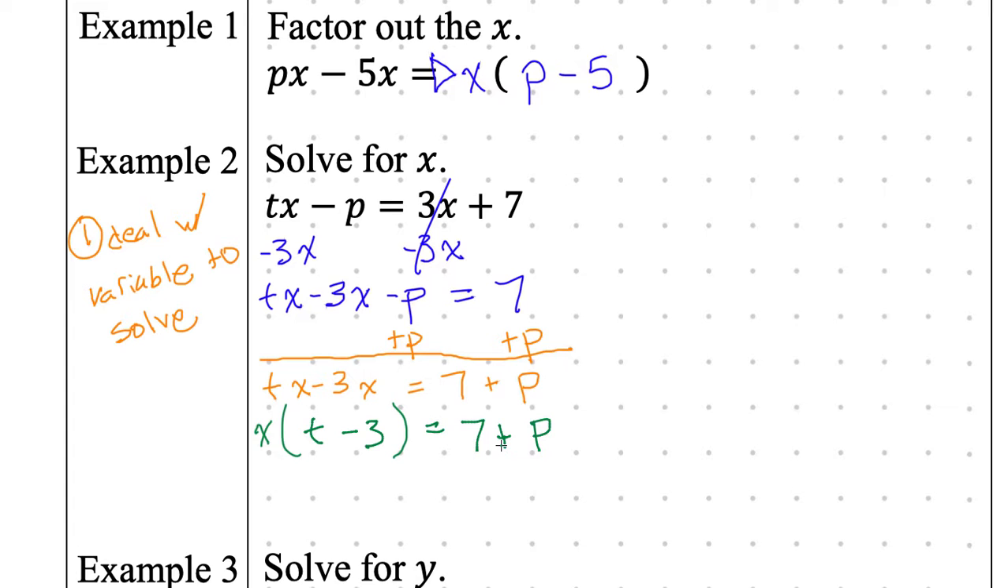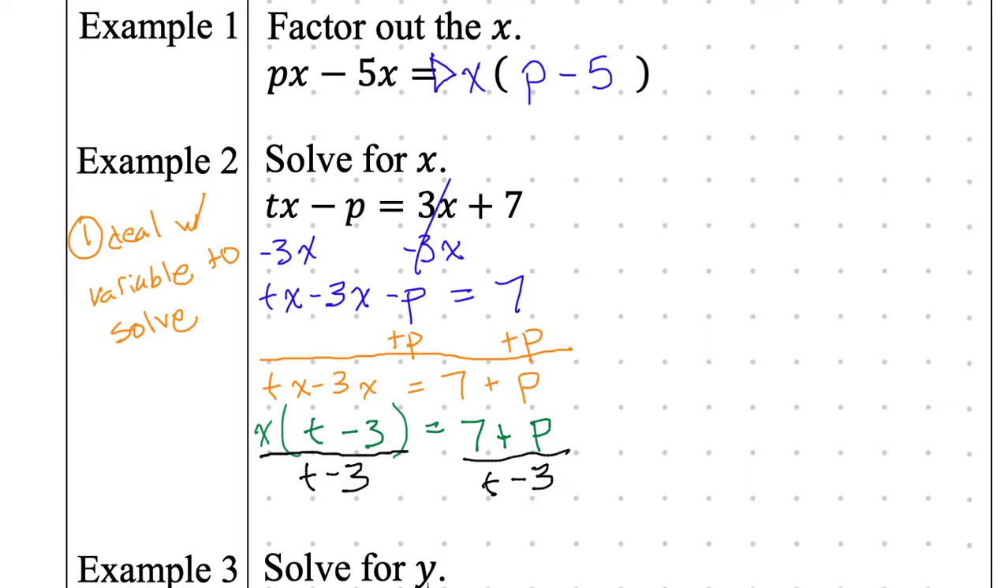Larissa? So you would divide by what? By t, right? Divide by everything that x is being multiplied by. By what then? T minus 3. There it is. Everyone write it down. Divide both sides by t minus 3.